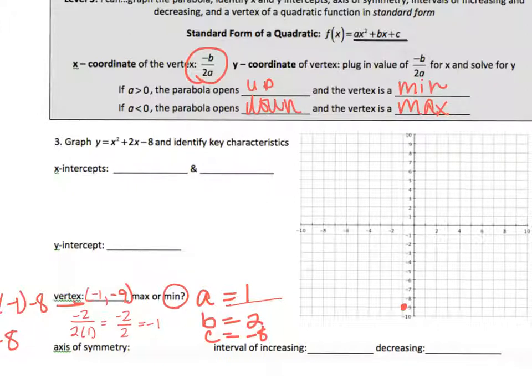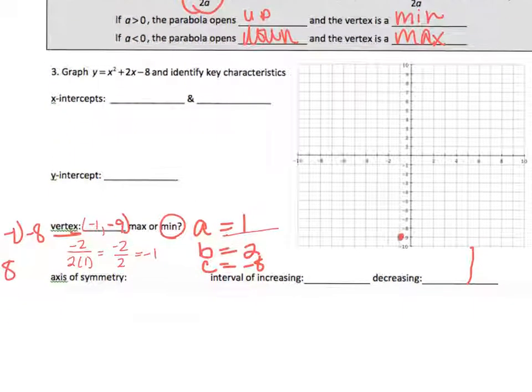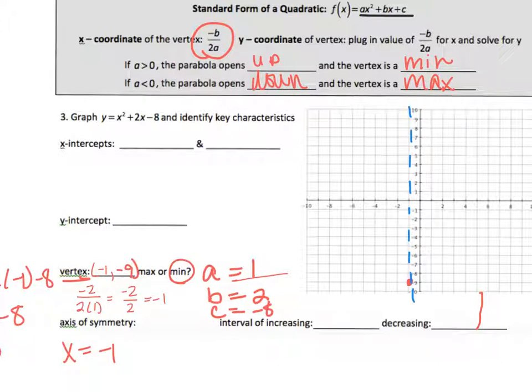Okay, let's keep going. Axis of symmetry relates to your vertex. It's always the x-coordinate, so x equals negative 1. I'm going to draw that in here. Your y-intercept, you're still going to plug in 0 for x. This one's actually really simple because it's going to be y equals 0 squared plus 2 times 0 minus 8, which just equals negative 8. So far so good with things being greater than negative 9.